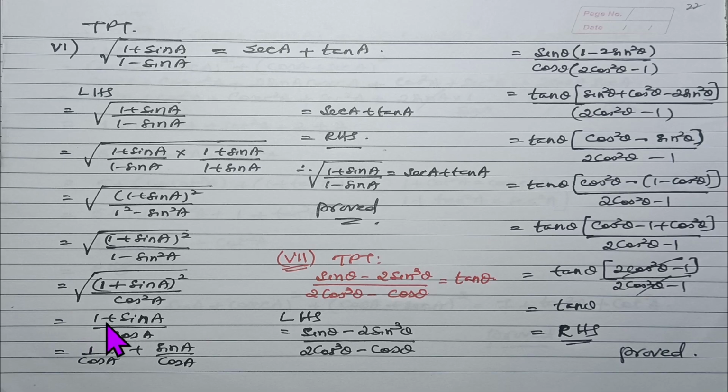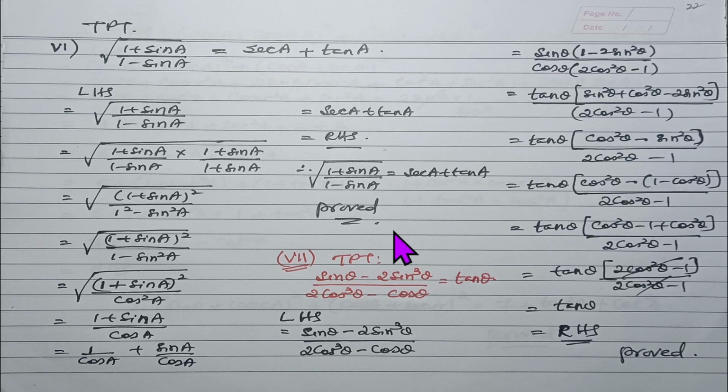See how the square root is removed. So we have removed the square root. That is the first step here. Now we know that (1 plus sin A) by cos A is 1 by cos A plus sin A by cos A, and 1 by cos A is sec A, and sin A by cos A is tan A, and that is exactly what we wanted, and that is the proof of that.